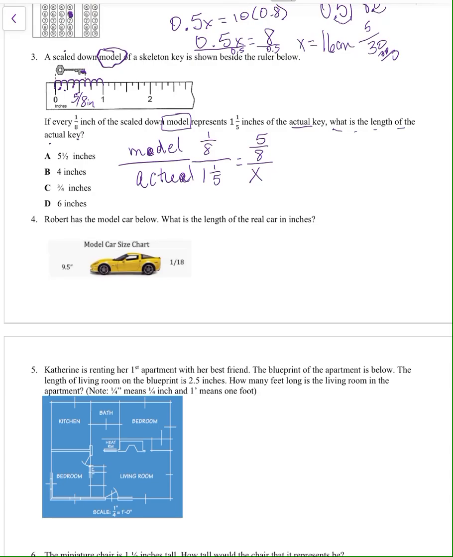All right, so 1/8 times what will give us 5/8? Do you know? 1/8 5 times, right? 1/8 5 times will give us that. So whatever we do to the bottom, we have to do to the top. So 1/8 times 5. And look, just to prove it to you, 1 times 5 is 5. 8 times 1 is 8, right? So 1/8 times 5 will give us 5/8. Whatever we do to the numerator, we have to do to the denominator.